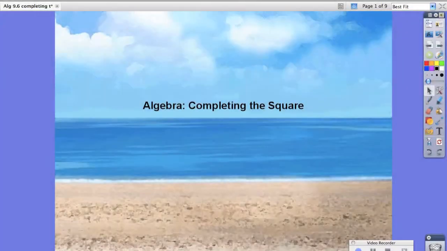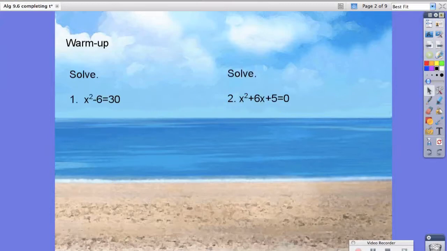Hello students, today in your algebra class we're going to be working on completing the square. This is part 1 of the lesson. We're just going to be working on completing the square, and in part 2 you'll be working on solving the completed square. Before we start, let's try these two quick practice problems. It's a good time for you to pause your screen and try solving these on your own.